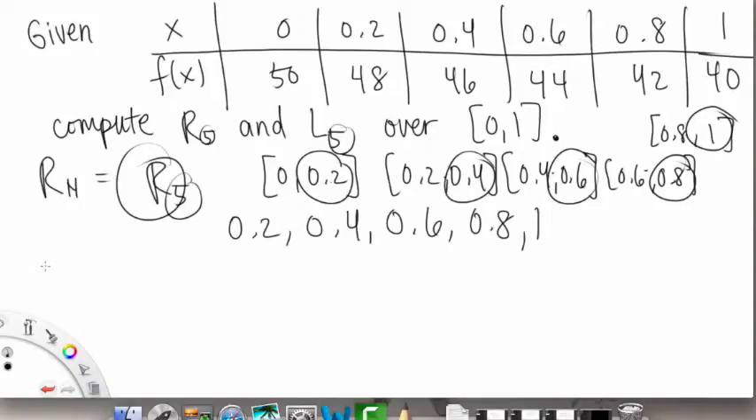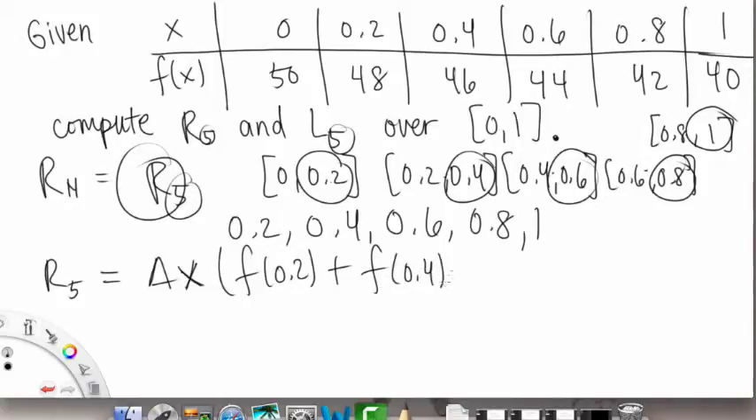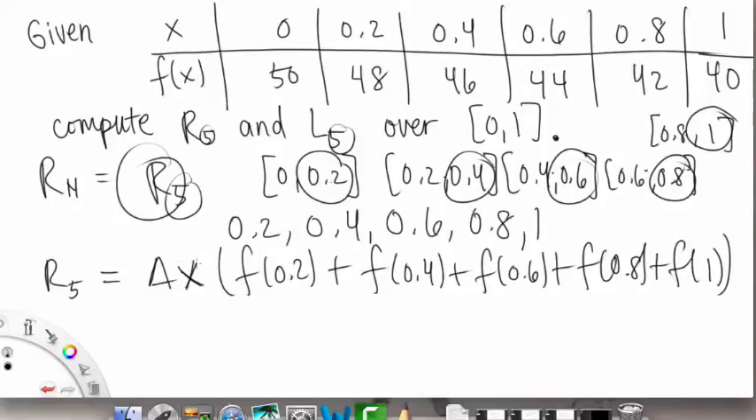That means R sub 5 is going to be equal to delta x, the length of our sub-interval, times the function evaluated at each of our right endpoints: f of 0.2, f of 0.4, f of 0.6, f of 0.8, and lastly f of 1. To solve for delta x, all you have to see is how long your sub-intervals are. That would be 0.2, which you get by subtracting the start of your sub-interval from its endpoint.